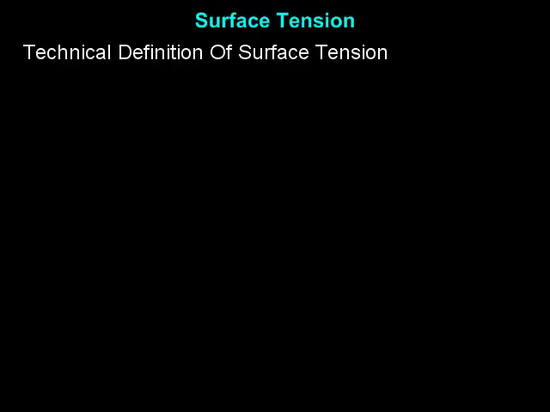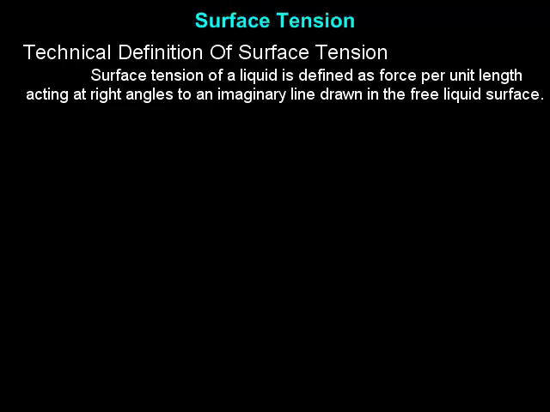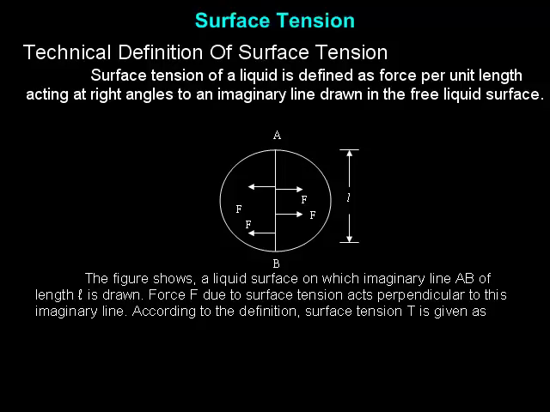Now these are general definitions of surface tension. What is the technical definition of surface tension? Surface tension of a liquid is defined as force per unit length acting at right angles to an imaginary line drawn in the free liquid surface.